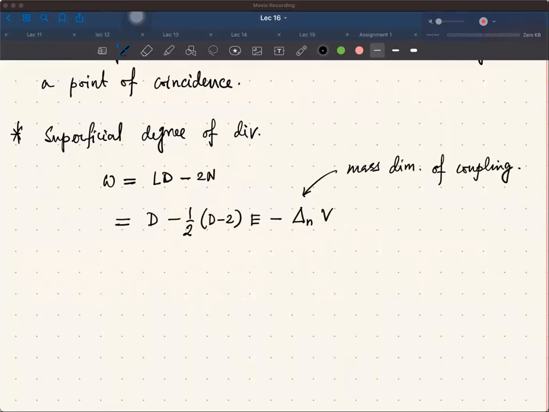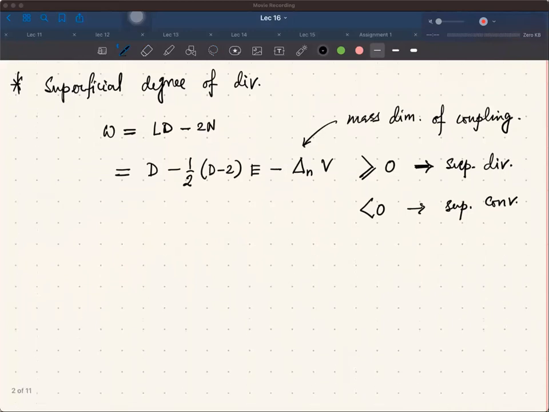And when this is greater than or equal to 0, the graph is superficially divergent, and when it is less than 0, the graph is superficially convergent. This expression is true for, okay, so let me write it here, for phi to the power n interaction in D dimension.